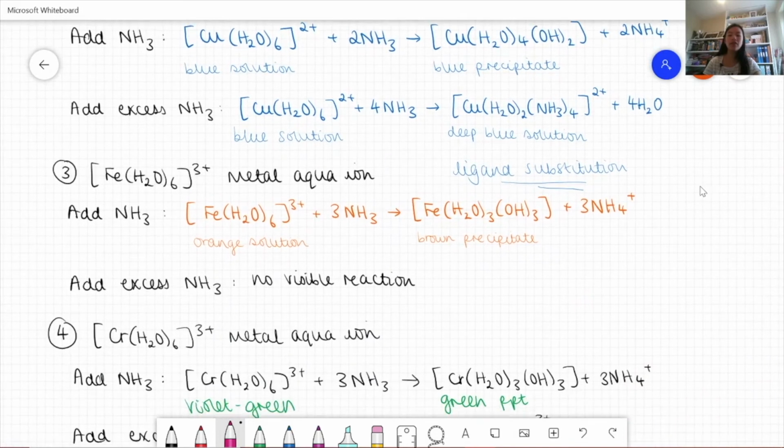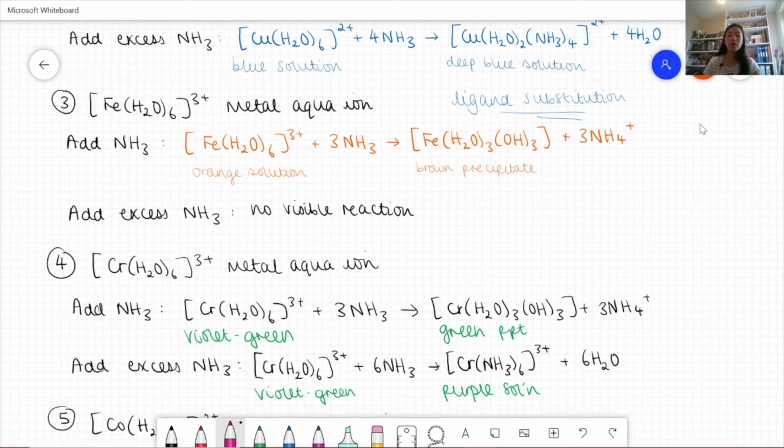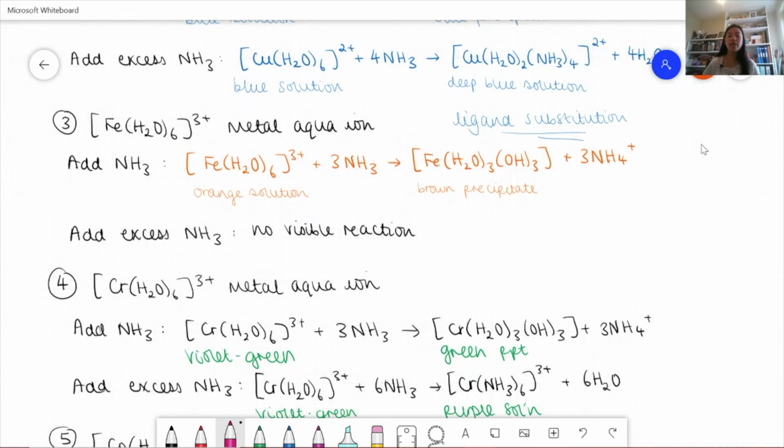And then for iron 3+, when we add ammonia, it acts as a base. So that means a brown precipitate is formed because they've taken away 3 of the H+ from 3 water ligands to form Fe(OH)3, and then NH4+ is formed. And again, when we add excess ammonia, there's no visible reaction.